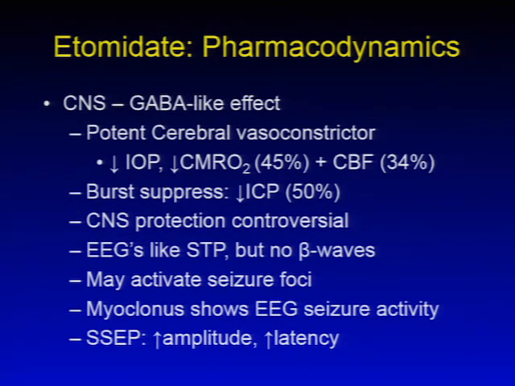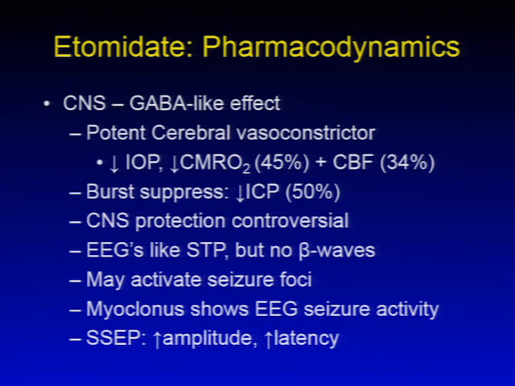Etomidate pharmacodynamics with regards to the central nervous system is like propofol, a GABA-like effect. The potent cerebral vasoconstriction that occurs results in a decrease in intracerebral pressure, decreased CMRO2, and decreased cerebral blood flow. Burst suppression is also achieved, which is associated with the decrease in the ICP. The CNS protection is still somewhat controversial with etomidate, though.